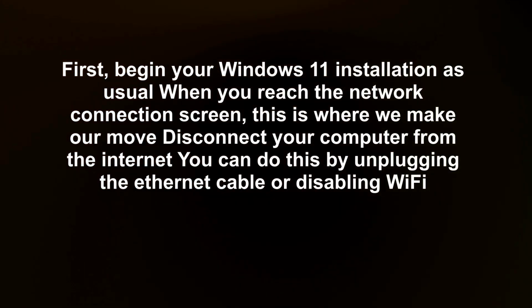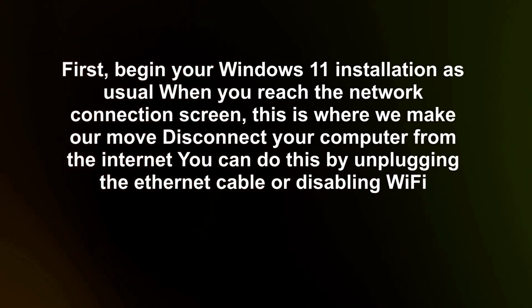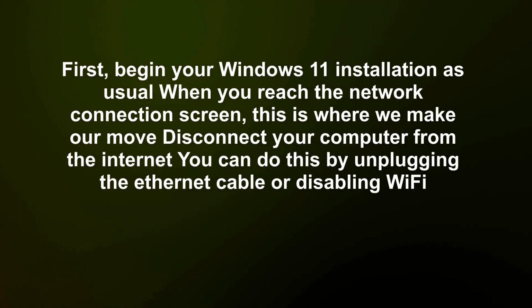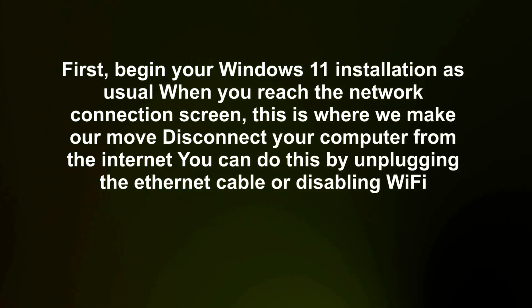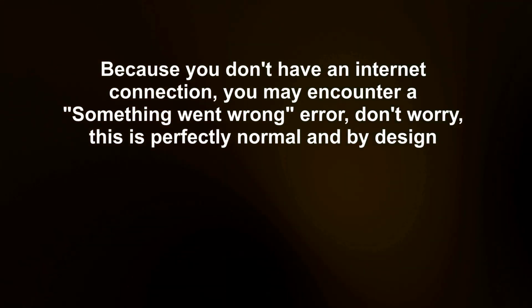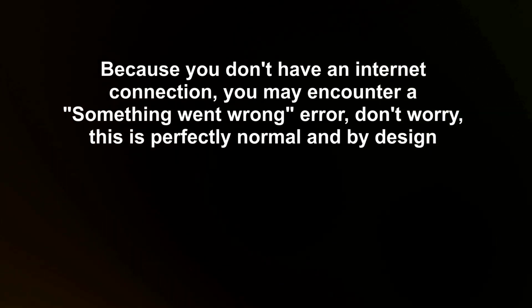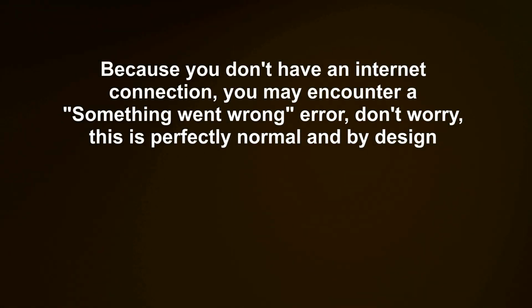As usual, when you reach the network connection screen, this is where we make our move. Disconnect your computer from the internet. You can do this by unplugging the Ethernet cable or disabling Wi-Fi. Because you don't have an internet connection, you may encounter a "something went wrong" error. Don't worry, this is perfectly normal and by design.